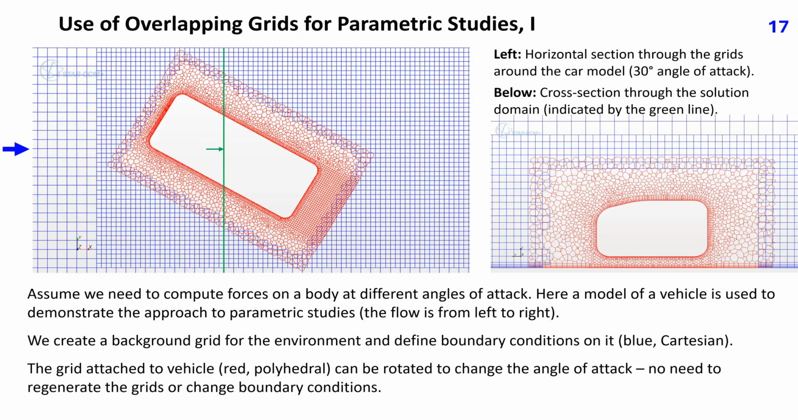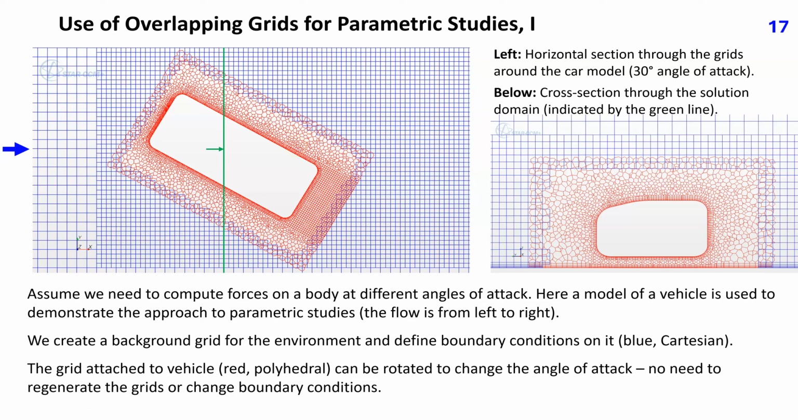Let us now see how overlapping grids work in practical applications. Assume we need to compute forces on a body at different angles of attack. Here, a model of a vehicle is used to demonstrate the approach to parametric studies. The left figure shows a horizontal section through the grids around the car model at 30 degrees angle of attack. The figure on the right shows a cross-section through the solution domain as indicated by this green line. The flow is from left to right.